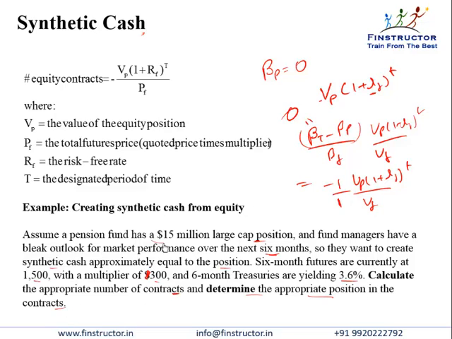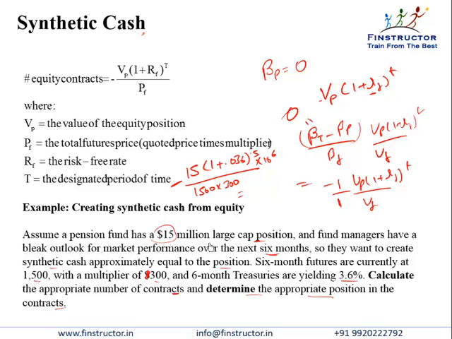So the value of the portfolio is 15 million. The risk-free rate is 3.6%. So (1 plus 0.036) to the power 0.5 divided by the value of one contract, that is 1500 into 300. Again, we'll multiply 15 million as 15 into 10 to the power 6. That will give us the number of contracts we need to short if you want to bring down the beta from 1 to a value of 0.